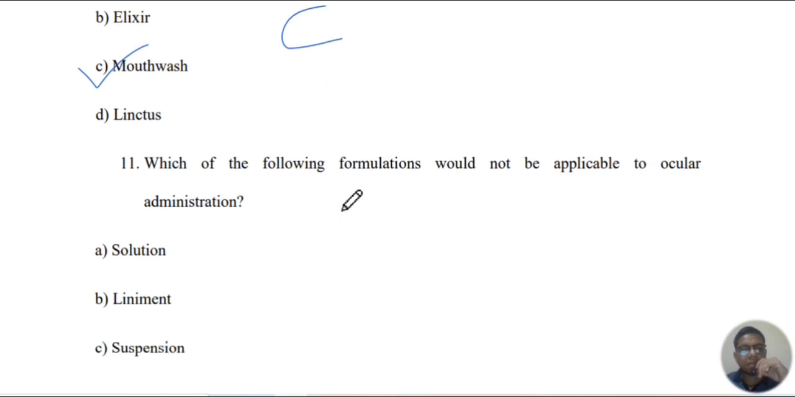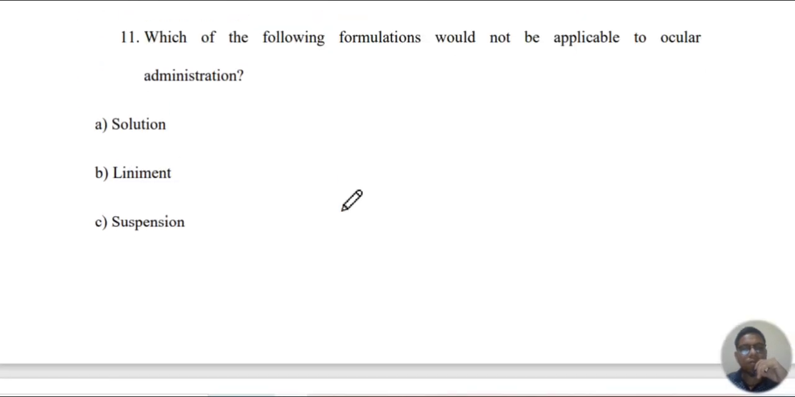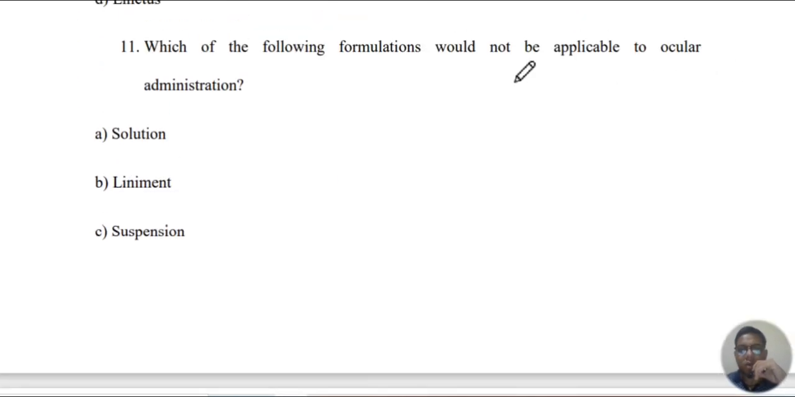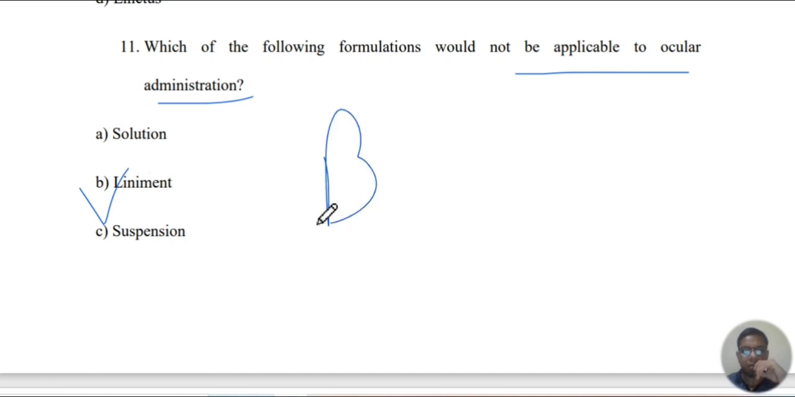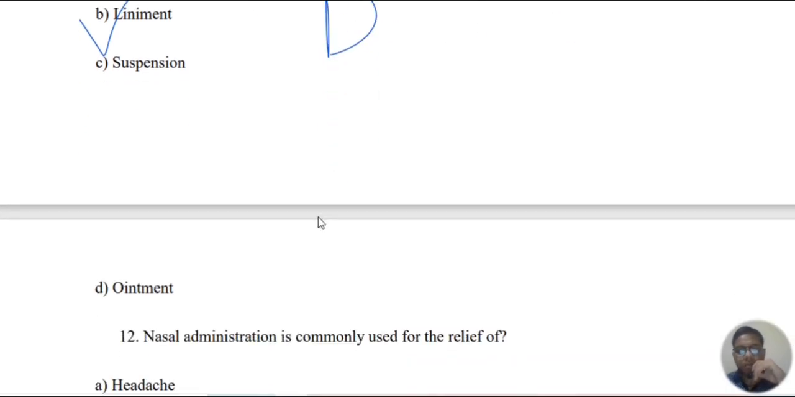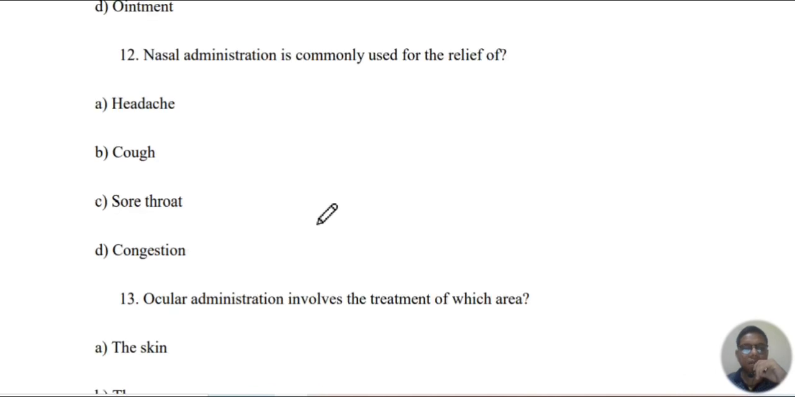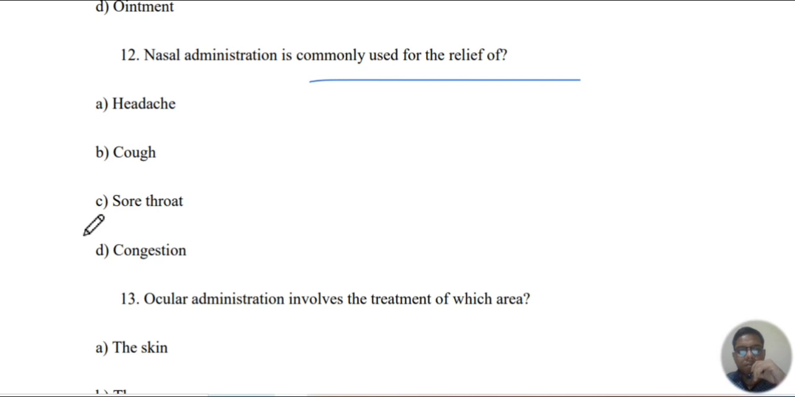Okay. Next is 11 question number. Which of the following formulation would not be applicable to ocular administration? The answer is B. Liniment. Okay. Next is 12 question number. Nasal administration is commonly used for the relief of. The answer is D. Congestion.